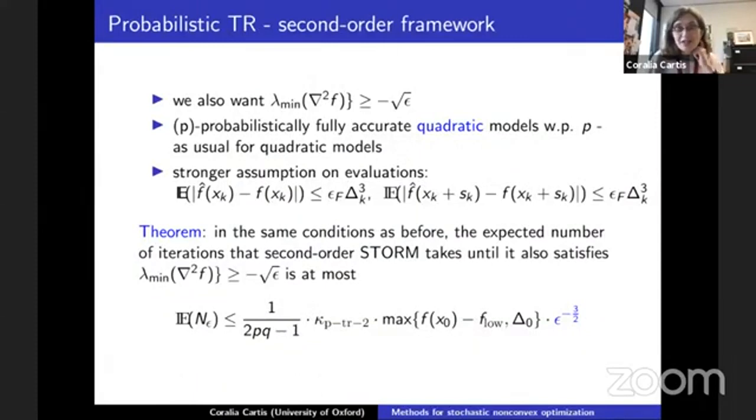We have second order guarantees as well. If you have a second order model, I think I'm running out of time here, so I don't want to.